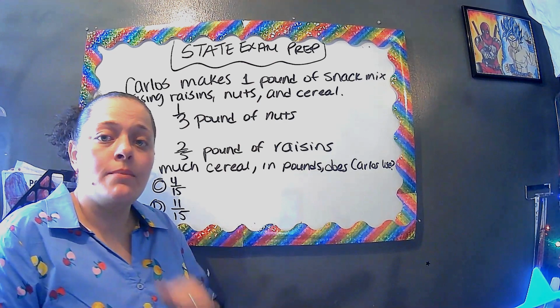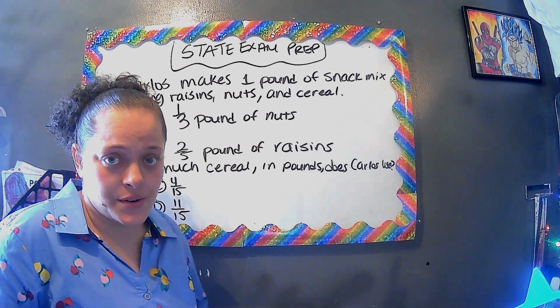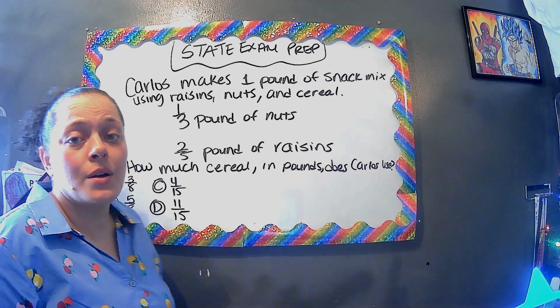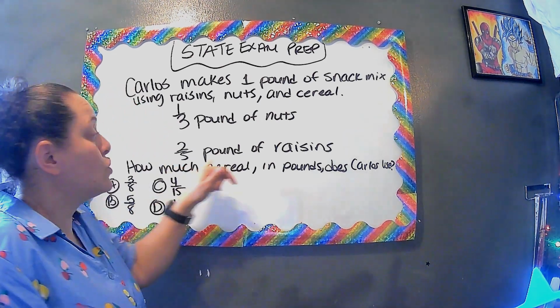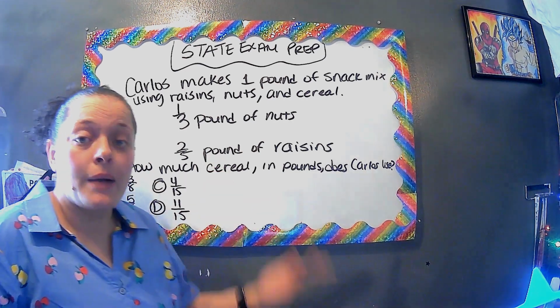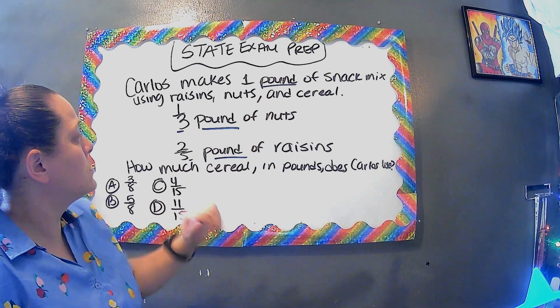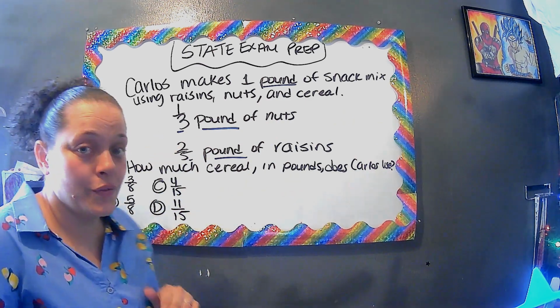Carlos makes 1 pound of snack mix using raisins, nuts, and cereal. So now we have 1/3 pound of nuts. We have 2/5 pound of raisins. How much cereal in pounds does Carlos use? So now we highlighted the pound. We have the 1/3 pound and the 2/5 pounds.